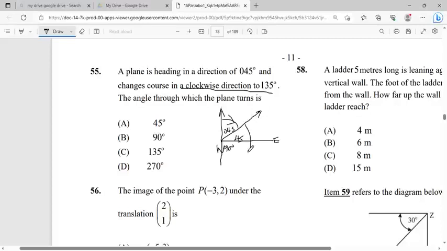So what you say is clockwise, you never say anti-clockwise. If I did anti-clockwise, I'd go the other way. So the angle through which it turns, I would say 135.